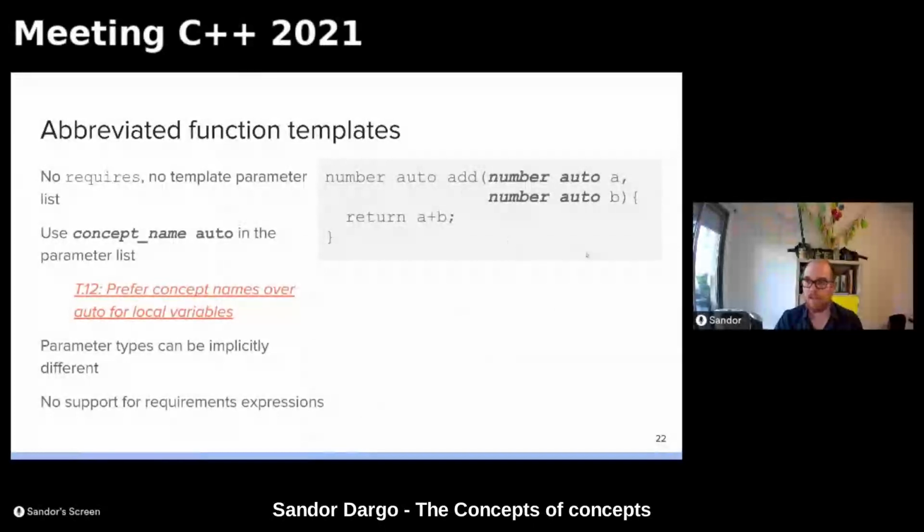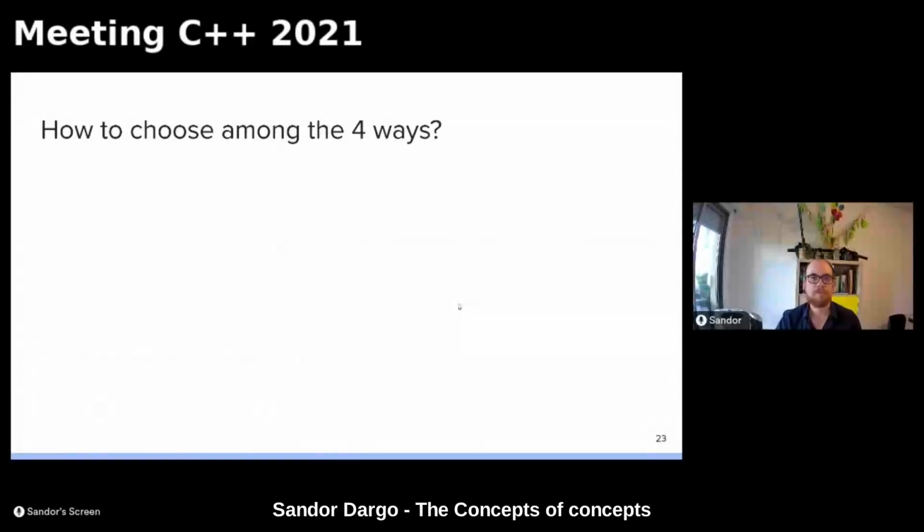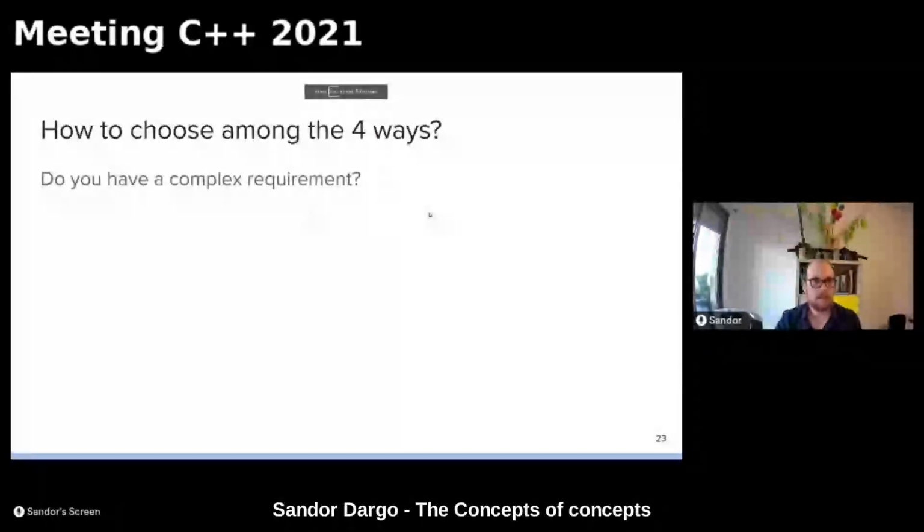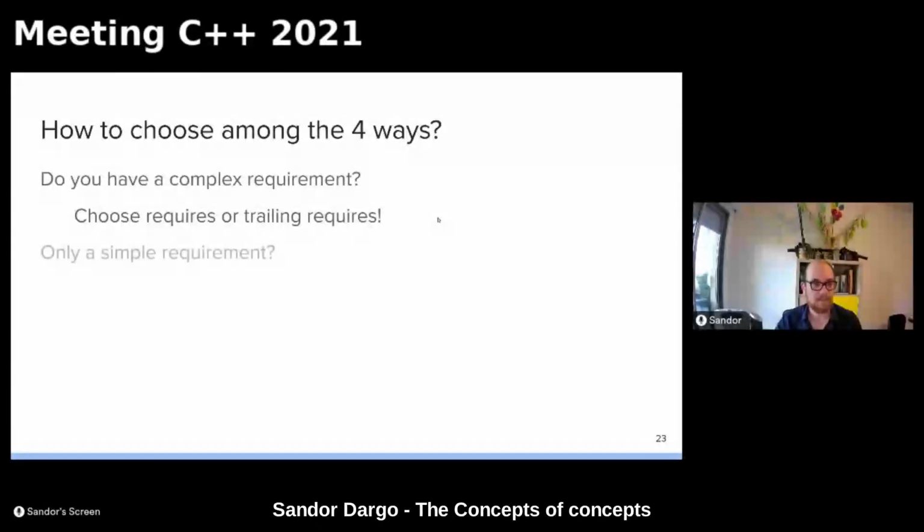And again, here you cannot write a complex expression instead of the number. So how do you choose among these four different ways? Because that's a lot. If you have a complex requirement and not a named concept, then you choose requires or trailing requires, where you can write completely all your constraints. If you have a simple requirement, then use the abbreviated function templates.